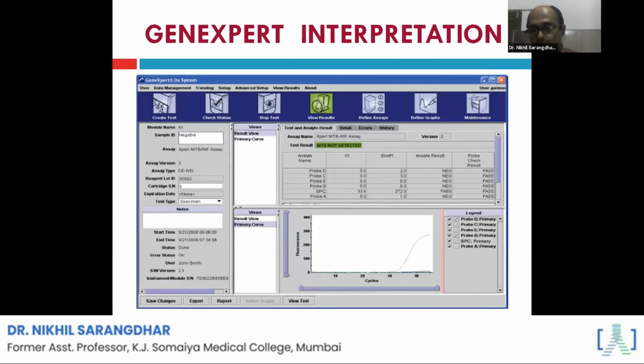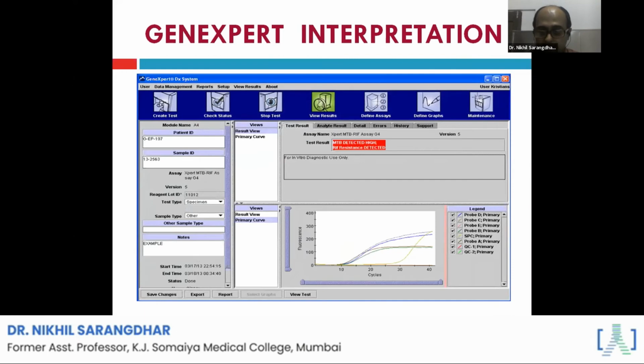Okay, so let's go through a few samples of how to interpret your GeneXpert and what the pitfalls are. So this is a GeneXpert. You see here you have MTB not detected. Why not detected? You look at the CT values. On all the probes they are 0. So MTB not detected, a green band and no comment on the resistance. Second report, you have MTB detected high, and you have RIF resistance detected. So both are red bands.